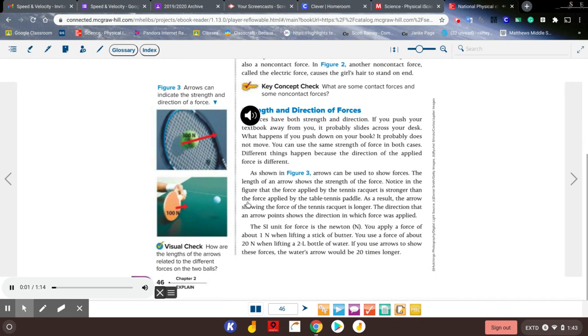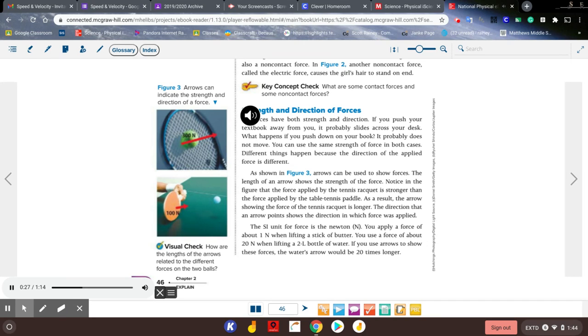Strength and direction of forces. Forces have both strength and direction. If you push your textbook away from you, it probably slides across your desk. What happens if you push down on your book? It probably does not move. You can use the same strength of force in both cases. Different things happen because the direction of the applied force is different.